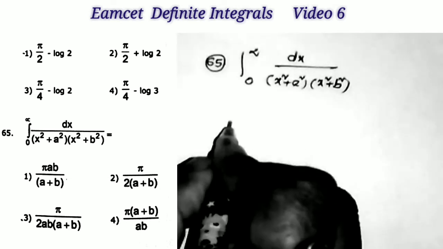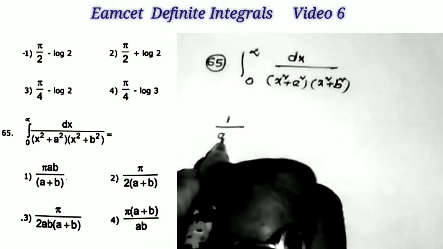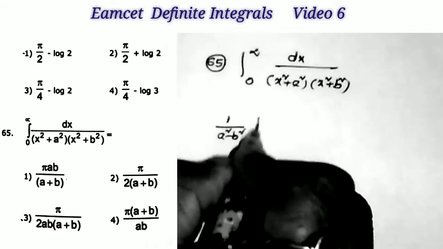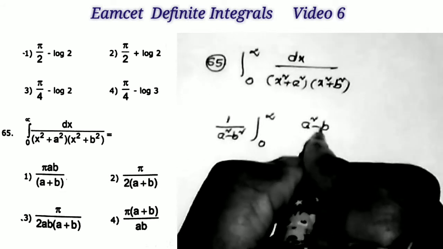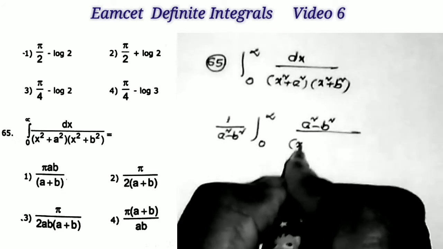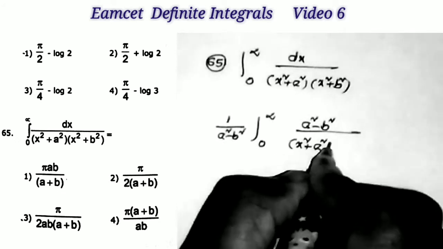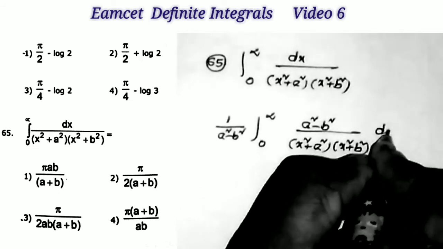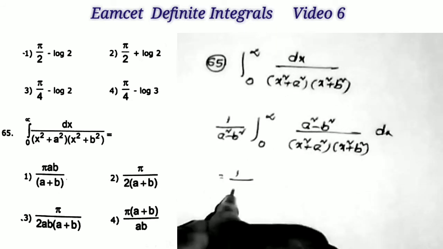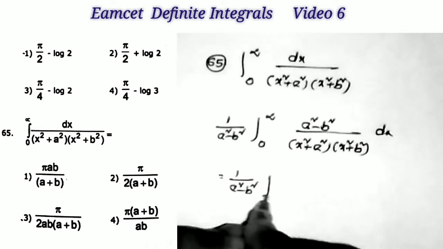Very easy question. To solve this question, first I apply one constant to the given integration: 1 by a square minus b square into integral 0 to infinity of a square minus b square by x square plus a square into x square plus b square dx. I just apply the constant here to the given question like that.